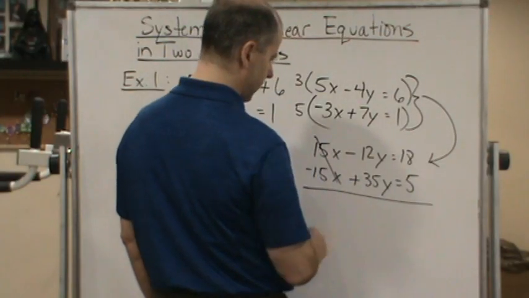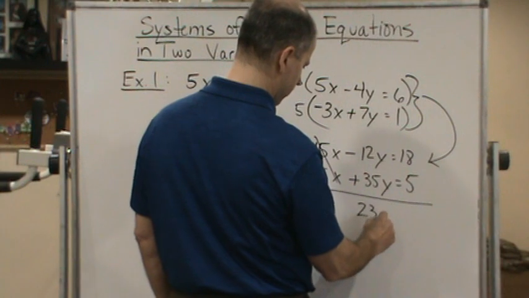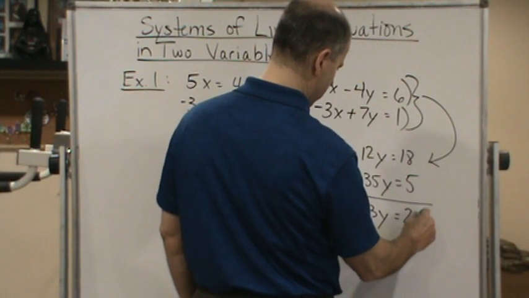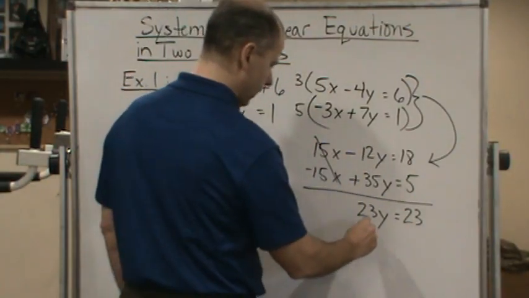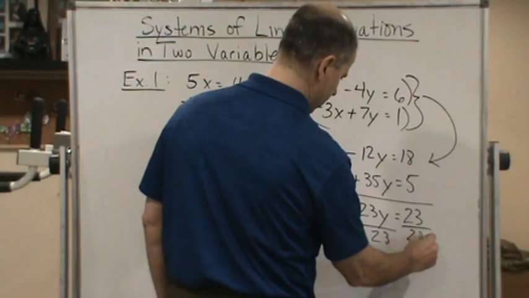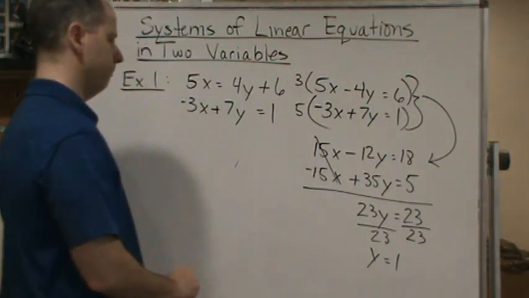This is going to give me 23y is equal to 23. And then if I divide both sides by 23, I get y equals 1.